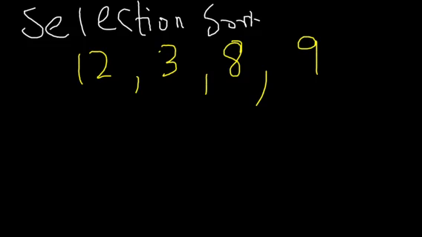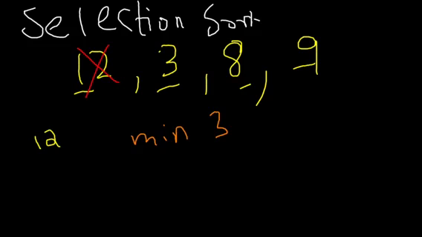9. So for selection sort, I would pick this 12 first, then I would compare this 12 with every other array position and find out the minimum of 12 and these three. So my minimum would be, obviously, it's very evident, 3. Now what I do is I switch that minimum with 12. So I switch 3 with 12. 3 comes here and 12 comes here.